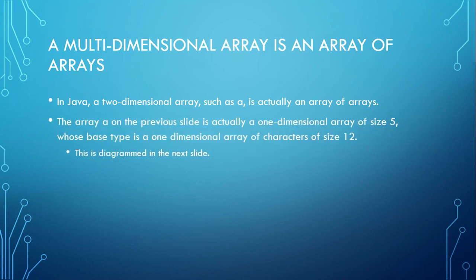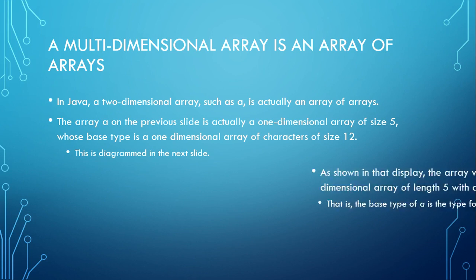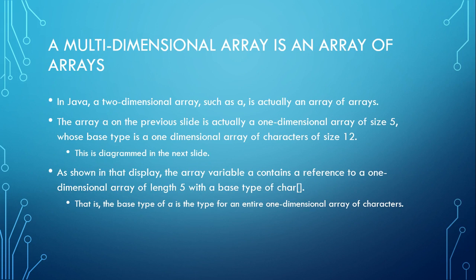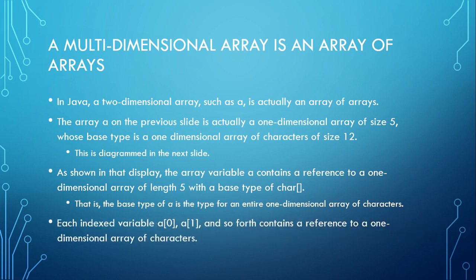So the array a on the previous slide is actually a one-dimensional array of size 5, whose base type is a one-dimensional array of characters of size 12. This is diagrammed on the next slide, so we can see it a little better. As shown in that display, the array variable contains a reference to a one-dimensional array of length 5 with a base type of char. That is, the base type of a is the type for the entire one-dimensional array of characters. So you can't change your base type. You can't say, I'm going to start the first half as int and then make it a double. No, it has to be the same. Each index variable, a[0], a[1], and so forth, contains a reference to a one-dimensional array of characters.